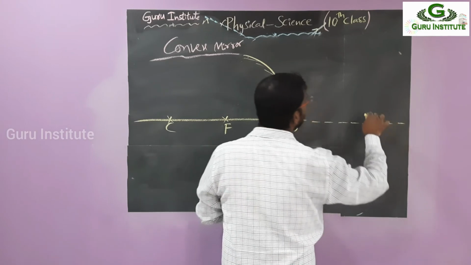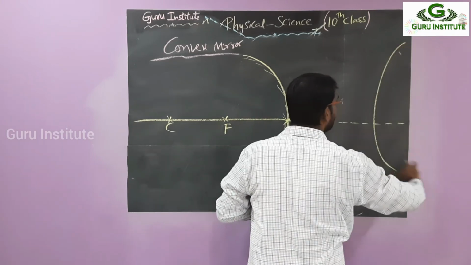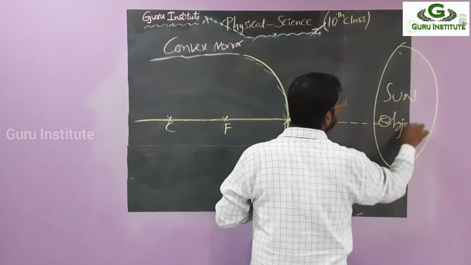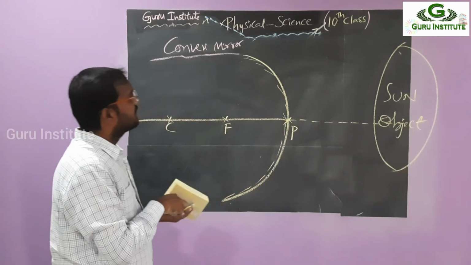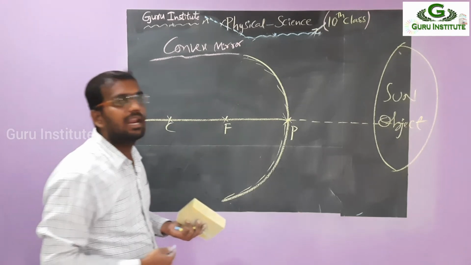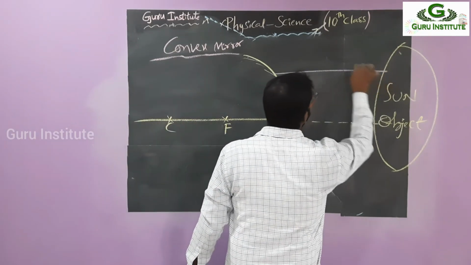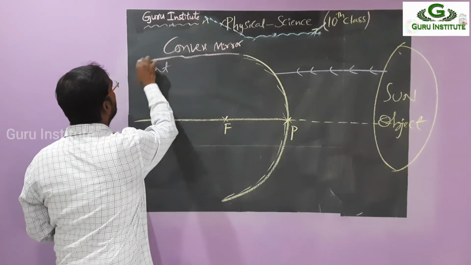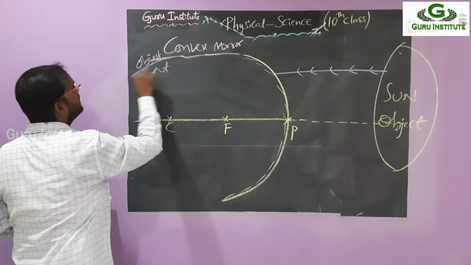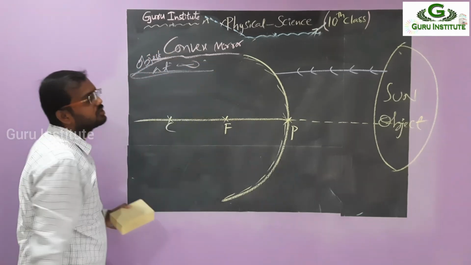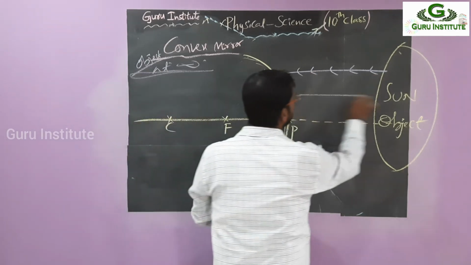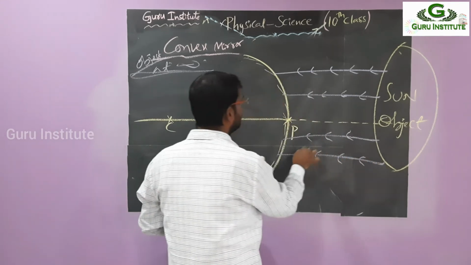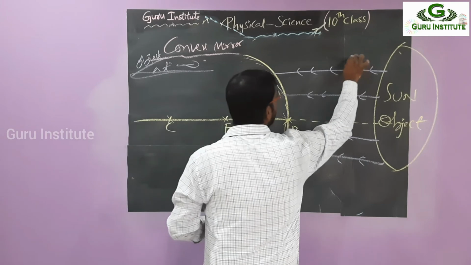Why? Because the object is here only. What we always take is that the object is at infinity. Infinity means what? The sun. The sun is the object here. So what is the first line we have always drawn? Parallel to the principal axis. Already I told you, if the object is at infinity, which lines do we have to assume? Only parallel lines. So this is also a parallel line, this is also a parallel line, here also a parallel line. So these are all the incident rays.